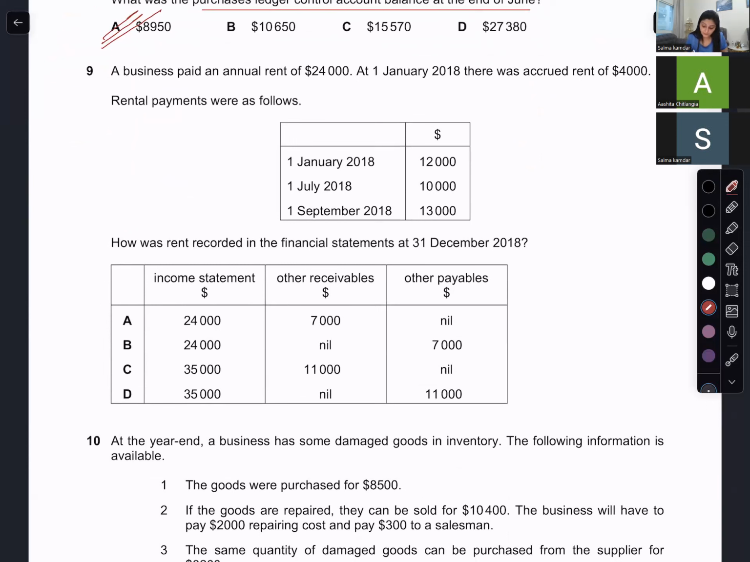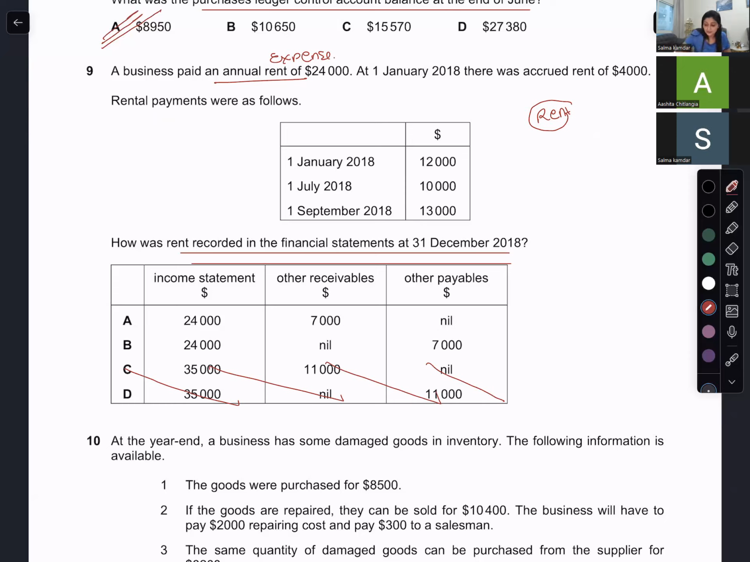Read what they want from you. How was it recorded in the financial statements? Miss, we have to make the account now. First think properly whether you need to make an account or not. This is rent, so this is an expense. Annual rent is how much? 24,000. So in the income statement will come how much? 24,000. So option C and D is not with you.